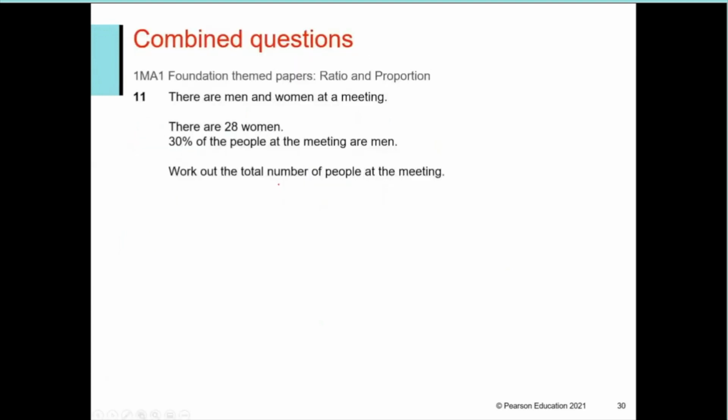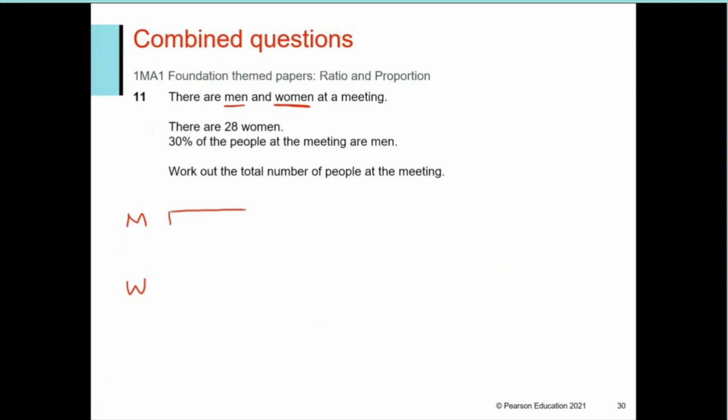Okay, so some combined questions then. So again, these are the ones where we start to see the wheels fall off a little bit with the add, divide, multiply. I'm not being quite sure how they would show this. Men and women at a meeting, 28 women, 30% of them are men. Work out the total number of people at the meeting. So again, we identify we've got men and women at a meeting. So we've got men and we've got women. There are 28 women and 30% of them are men.